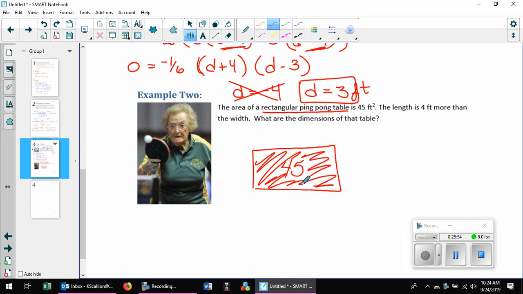Okay, so do we know what the width is? No. Shall we call it W? Are you guys comfortable with that? Okay, so the length is 4 feet more than the width. So what's an algebraic expression to represent that?